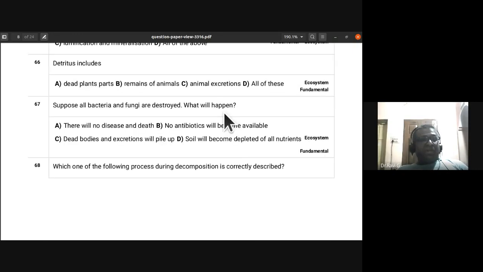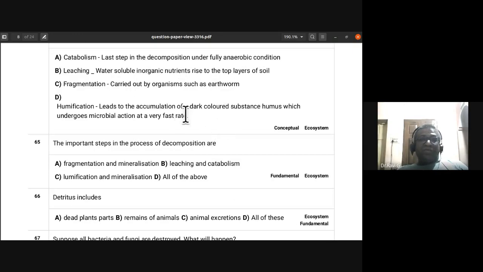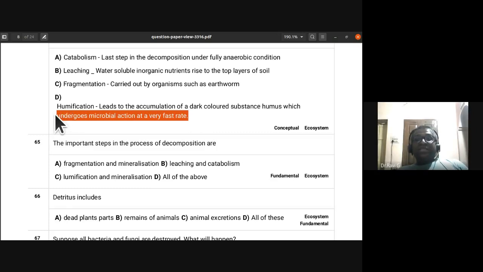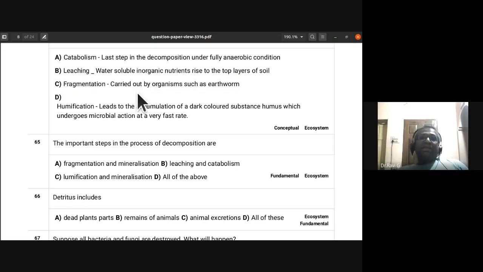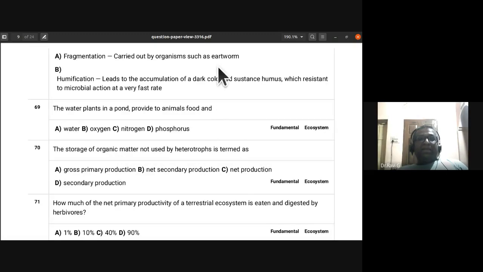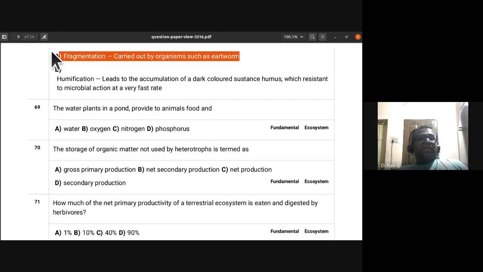So let us check one more question. It had a similar part. Undergoes microbial action is a wrong statement, as it is resistant to microbial action at a very fast rate. That is the reason here, resistant is missing, so it says undergoes microbial action. So that is the reason this is a wrong statement. And fragmentation carried out by organisms such as earthworm is right. Here the earthworm spelling, probably they might have purposefully given it wrong. So that's the reason this statement is wrong.